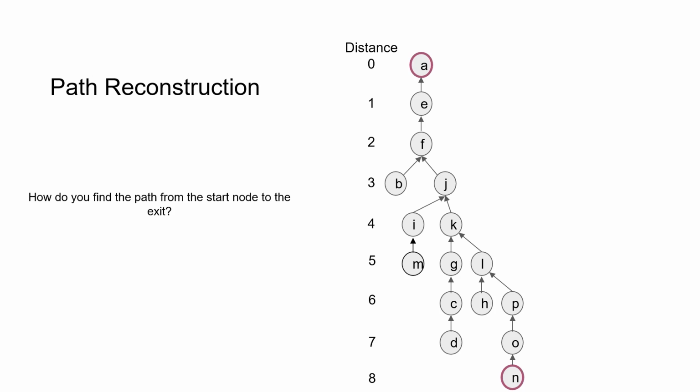Say we want to know the path from the start node to the exit of our maze. How would we find the path to the exit? We can use the breadth-first tree to construct this path. By starting at our exit and following the parent pointers up the tree, we can construct a list of nodes to describe the path from the start to the exit.